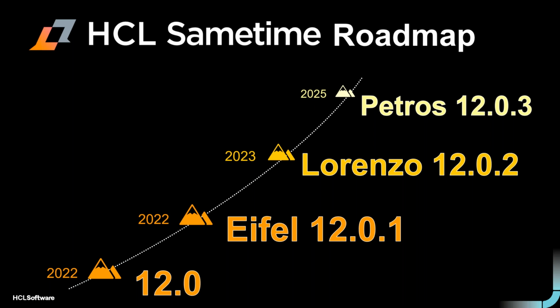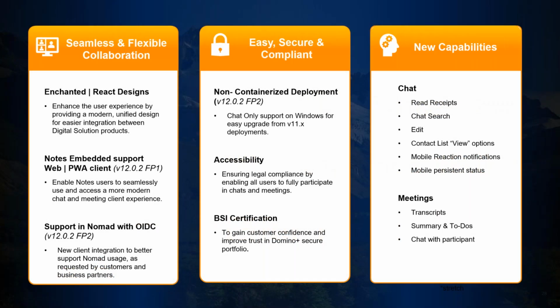FixPack 1 and FixPack 2 have delivered a lot. And then we'll have a new release planned with even more features in 2025. Next slide, Tony. So this is very high level, right? Focusing on seamless and flexible collaboration, easy, secure compliance, and new capabilities. Accessibility is a focus that we are targeting for June.